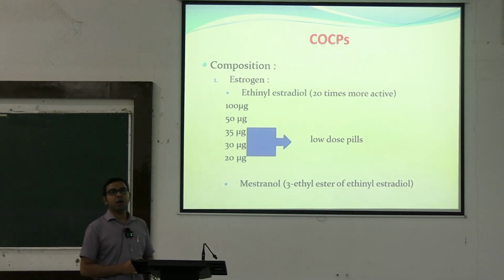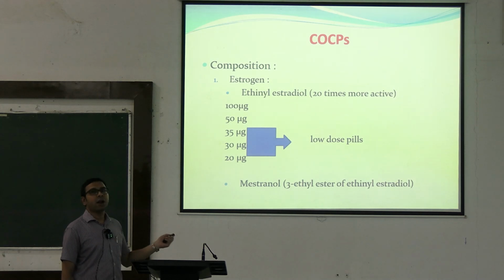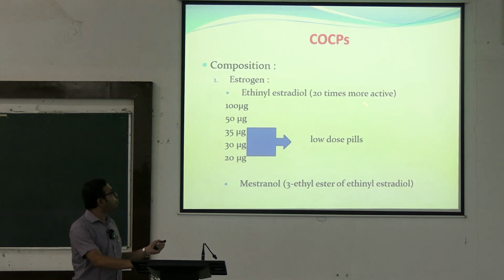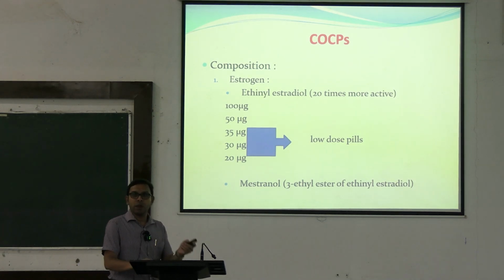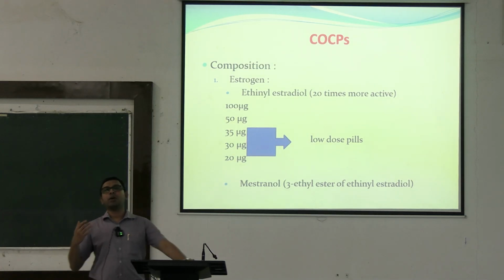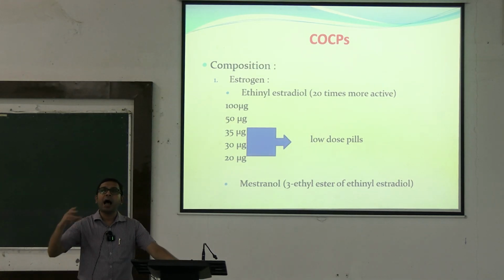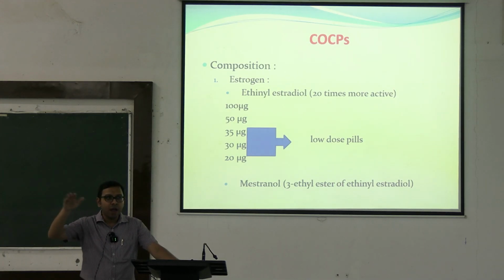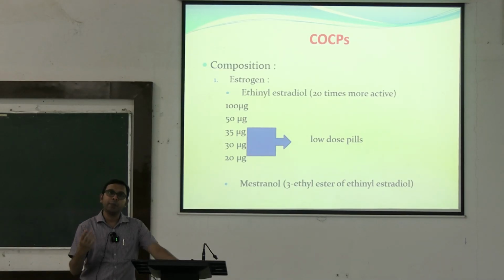What estrogens are usually given? Usually ethinyl estradiol is given, which is 20 times more active than the normal estrogen present in the body. Now the previous contraceptive pills contained high doses of the estrogen, and different trials have shown that if we decrease the estrogen level, that also causes a very effective contraception with minimal adverse effect.